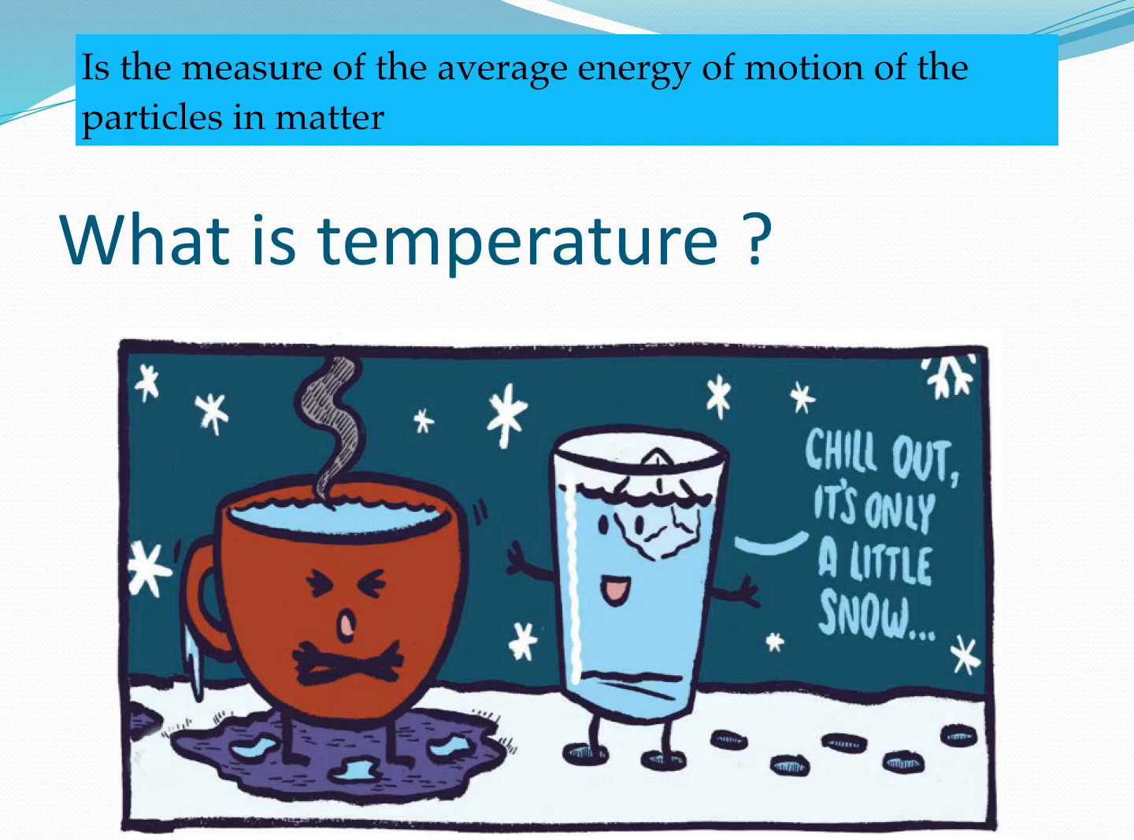Let me ask you another question. What is temperature? Most people think that temperature is a measure of heat. Actually, temperature is a measure of the average energy of motion of the particles. You already know that particles of matter are moving all the time. So the average energy of that movement is called temperature. At 0 degrees Celsius, the particles of air move more slowly than they do at 27 degrees Celsius.